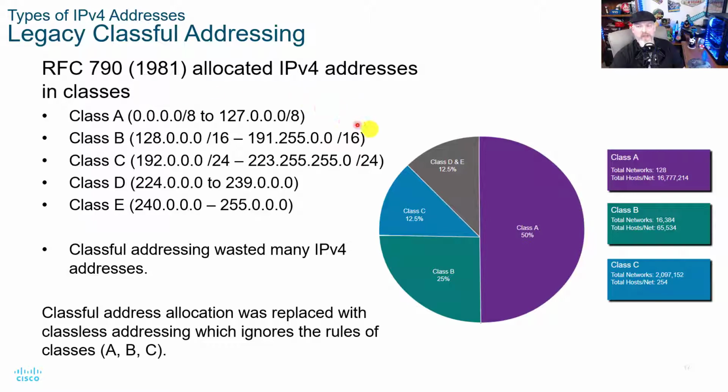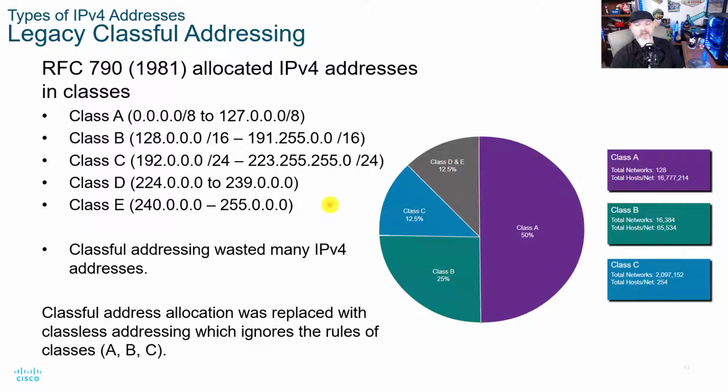You only used A, B, and C in production. You could assign class A addresses. Typically, your ISPs would give out class A addresses, and then smaller areas would give out B, and then you would get your class Cs for your local area networks.